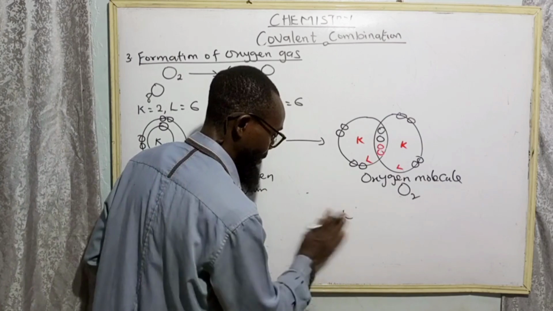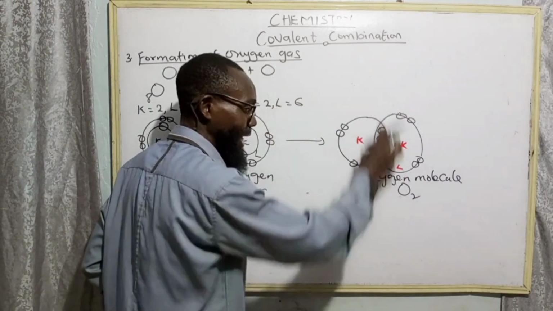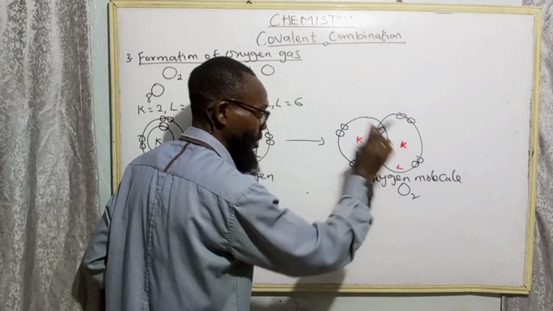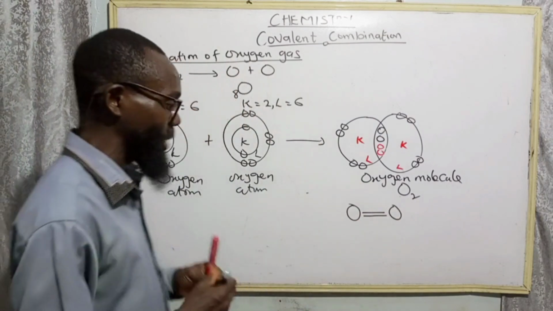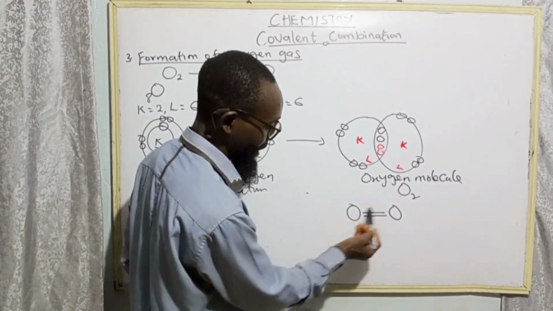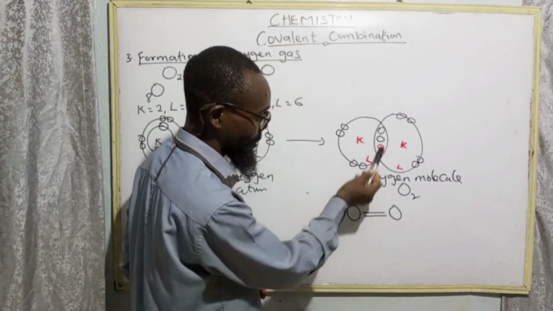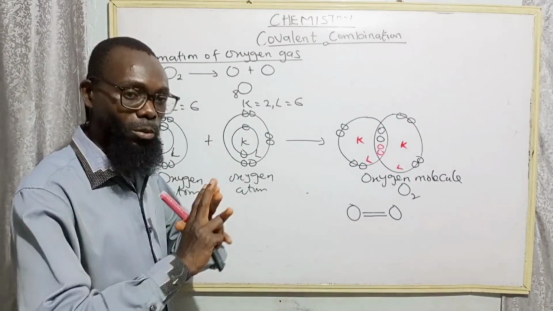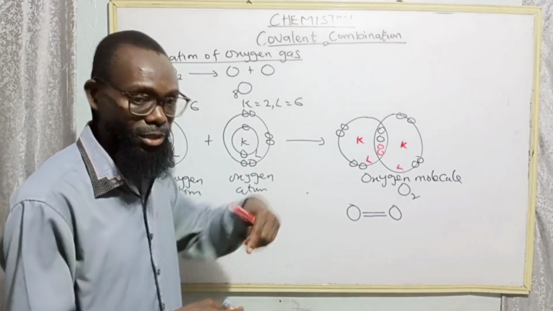Meaning that oxygen combine using 2 electrons. We have the first pair of electrons, second pair of electrons, so we have it this way. So the oxygen molecule is bonded together by double bonds. One of these bonds is made up of 2 electrons, 1, 2. The second one is made up of 2 electrons, 1, 2. So the oxygen molecule is made up of what? Double bonds. And that type of bond between them is called covalent bonding.